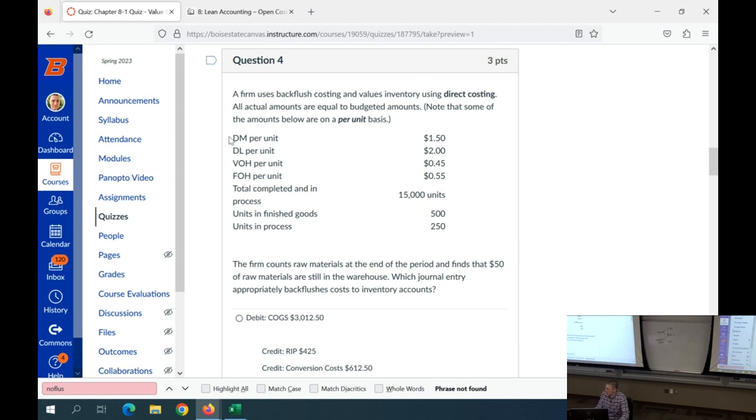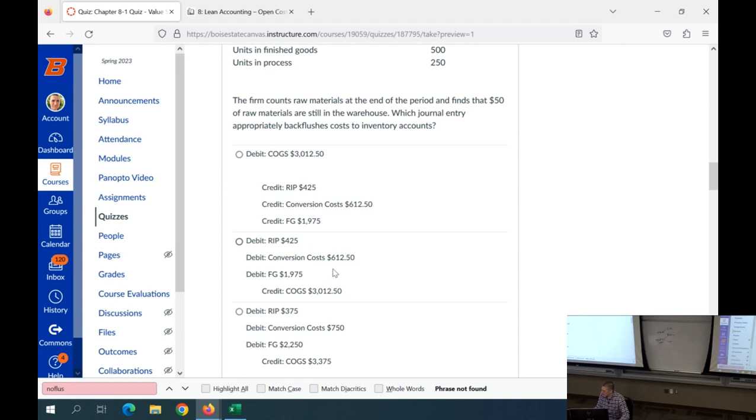Okay, so we already have per unit rates. So luckily, we don't have to divide anything by this 15,000. We already have that set up for us. It's a question of which ones we include, and I highlighted the ones we include. For direct costing, we're going to include these as product costs: direct materials, direct labor, and variable overhead. We ignore fixed overhead, like always in Chapter 8.